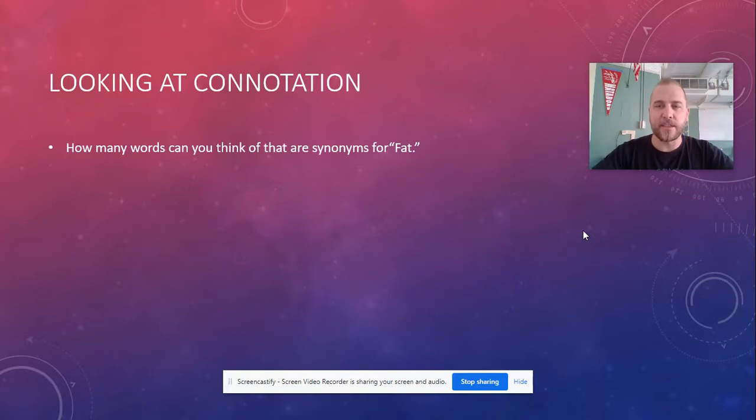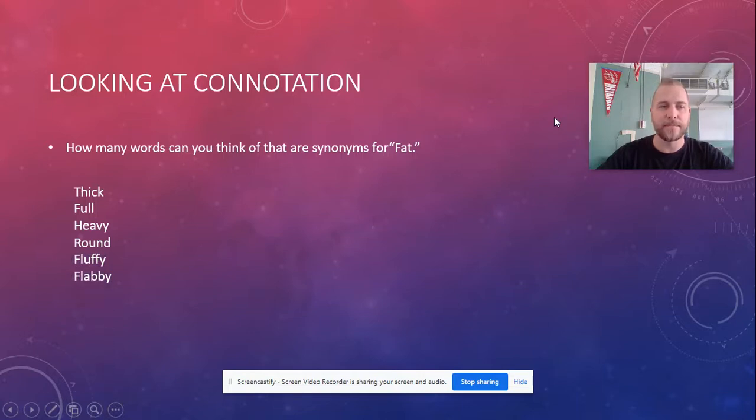And so I want to take a look at this by coming up with a list of words that you can think of that might be a synonym for fat. See how many words you can think of. Some of the words I've come up with are thick, full, heavy, round, fluffy, flabby, obese, chubby, large, and overweight, rotund, and plump.